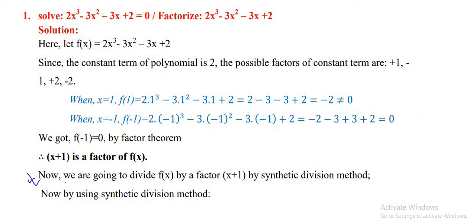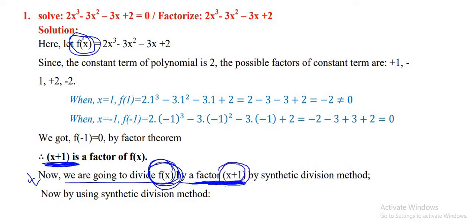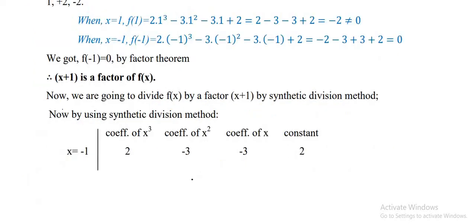Now we are going to divide the polynomial f of x, which we supposed at the beginning of the solution, by the factor which we recently obtained, that is x plus 1, using the synthetic division method. So I have written here by using synthetic division method. In the synthetic division method, you know that we should write x equals minus 1 because we are going to divide by x plus 1.